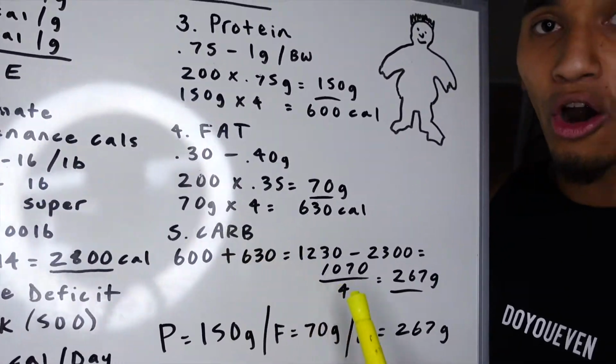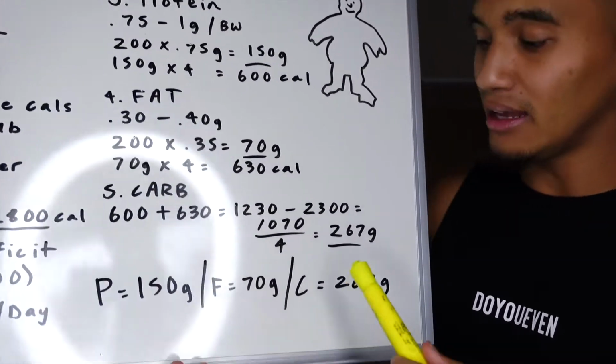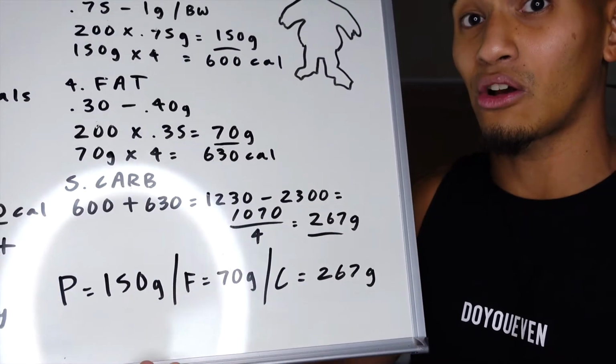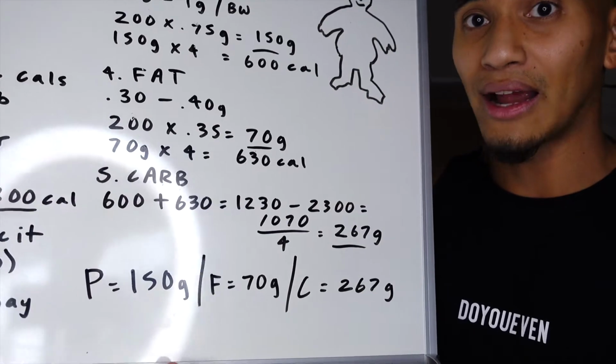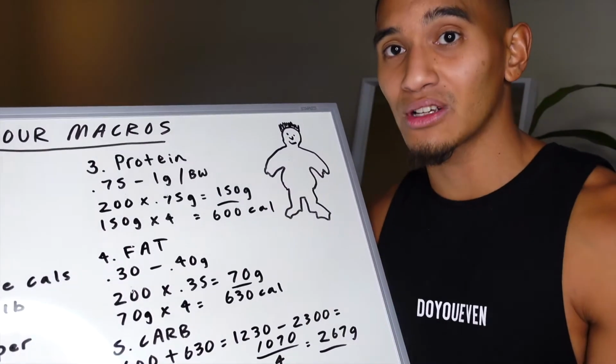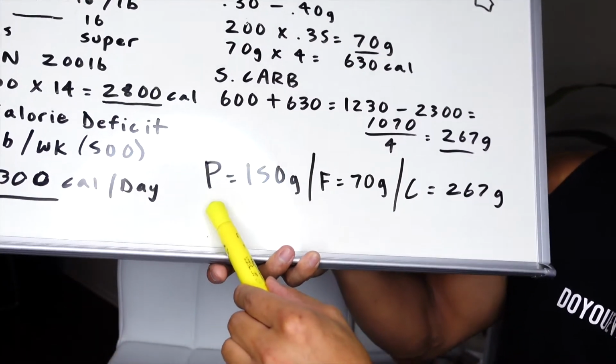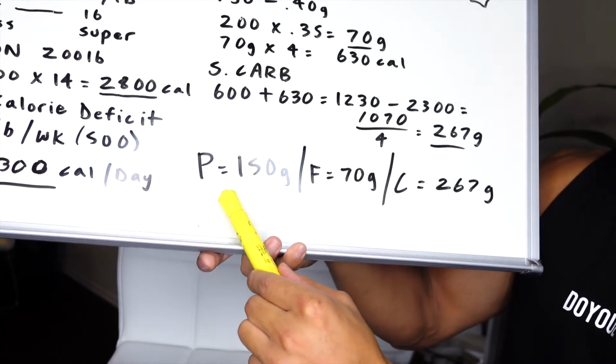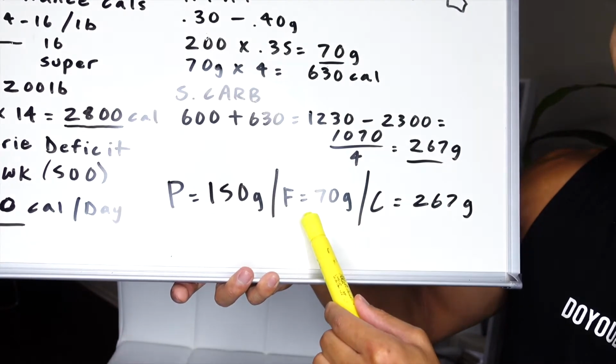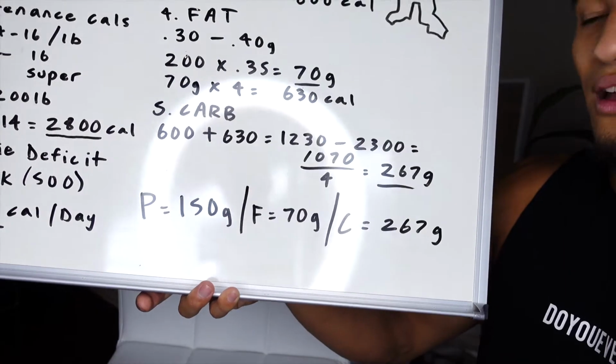So for carbs, in terms of grams, how much you should be having in a day, it's gonna end up at 267 grams. All right, so this is how you calculate your macros, guys. So this is what he needs to consume in a day. Protein, 150 grams. Fat, 70 grams. And then carbs, 267 grams.